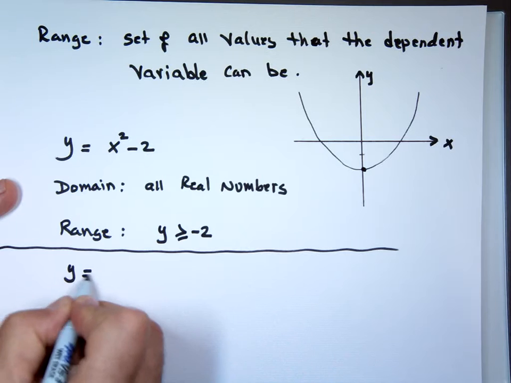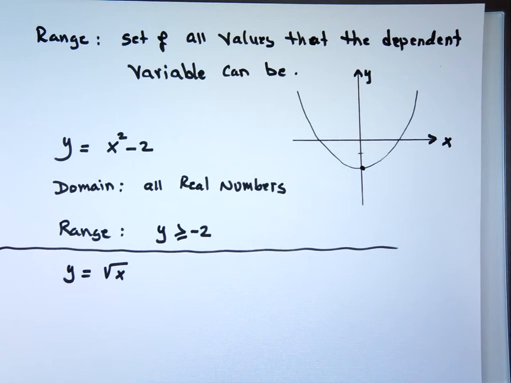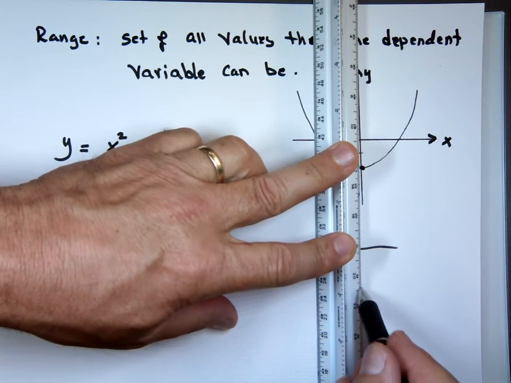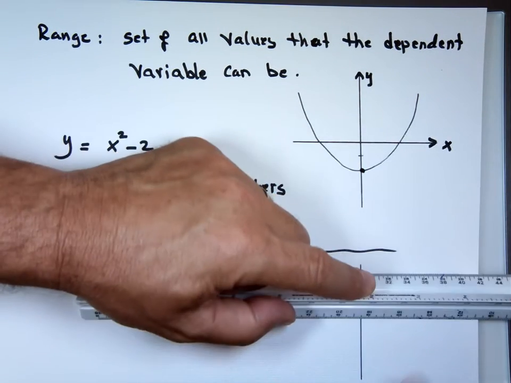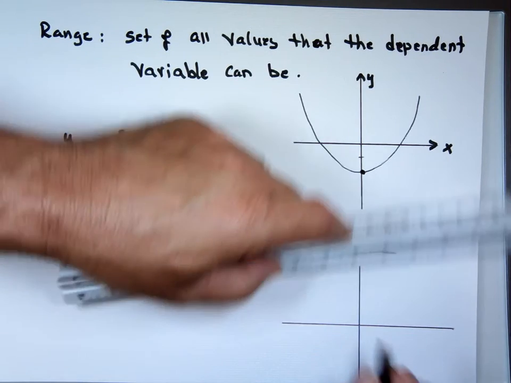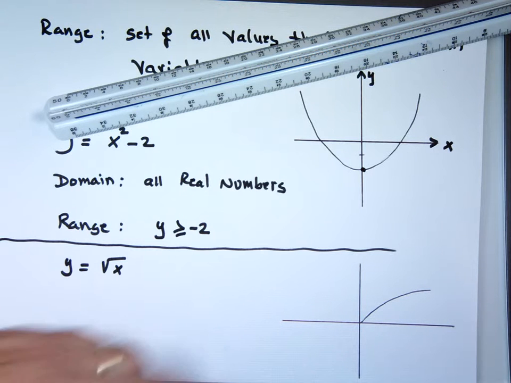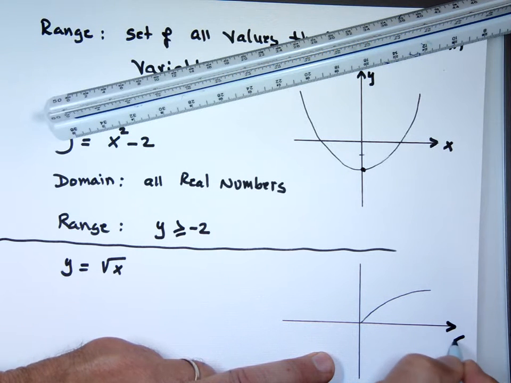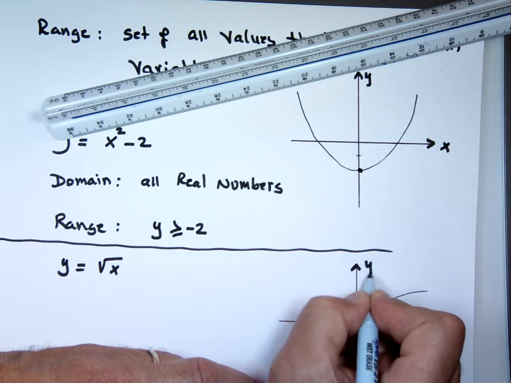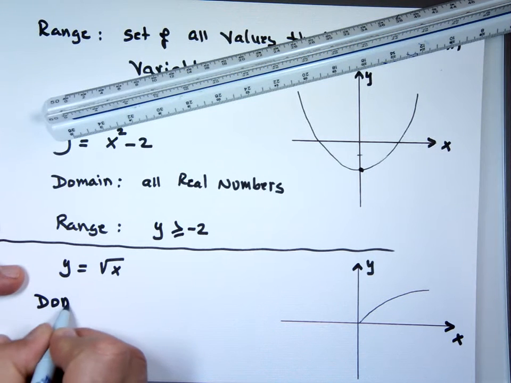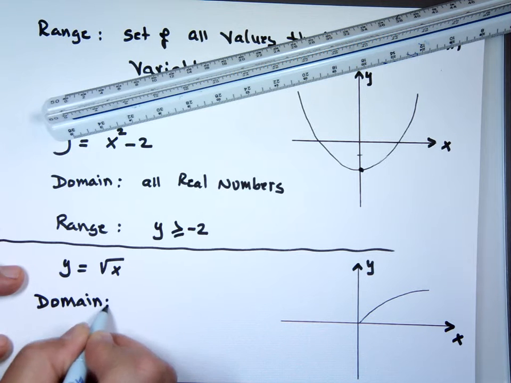y equals the square root of x. Again, there's the graph of it. So if you have the picture in front of you, oh, I got it now. It looks like this. And it keeps rising. The domain we'll do both, and the range.